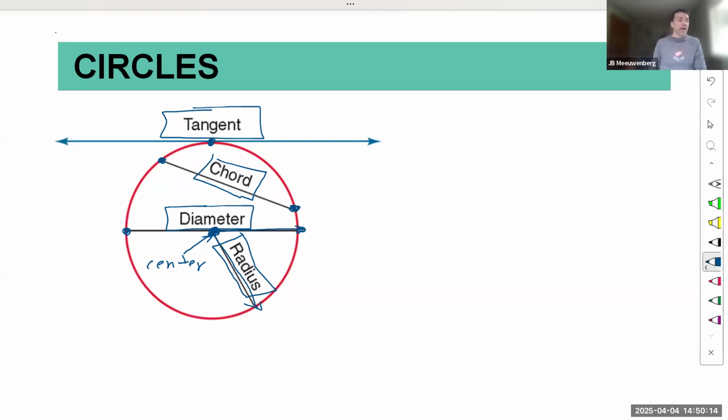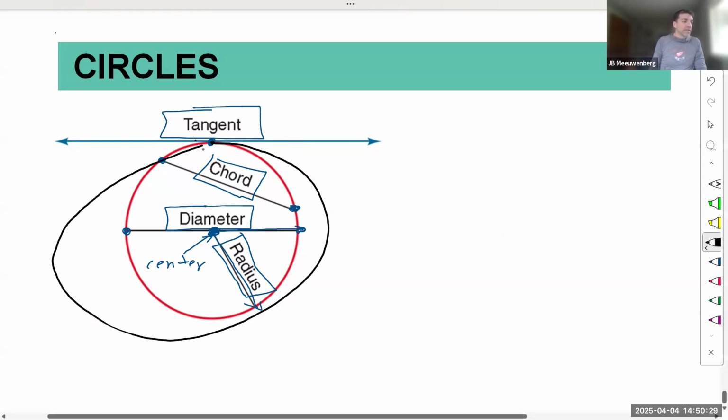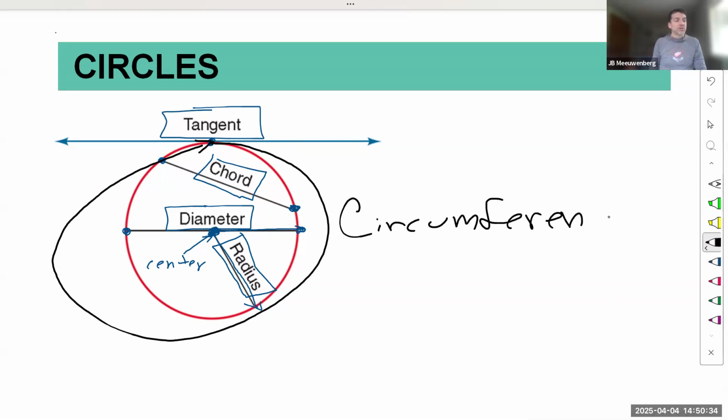And then finally, it's not shown on this picture, but the distance around the circle. So if you could lay this circle flat on the ground, open it up and lay it flat, or measure it from that point all the way around back up to itself, that is called the circumference. Circumference is the distance around the circle. So a circle, again, is this perfect little mathematical geometric figure where every point on the circle is the same distance from its center.